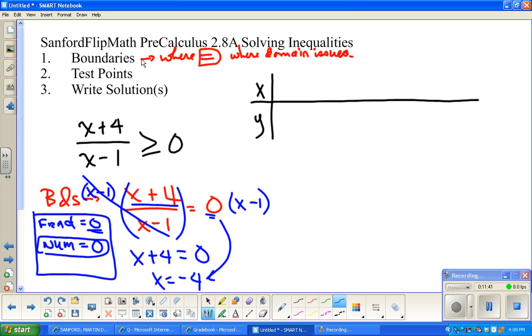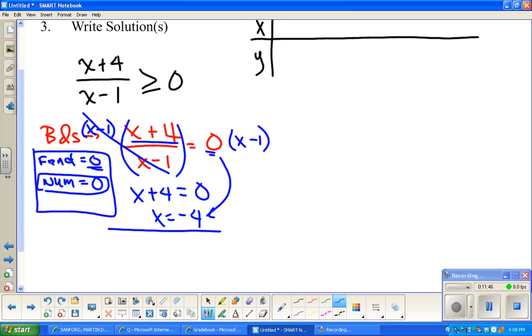Okay, the other issue that comes along with this then, as I said, is any place where the denominator equals 0, we have a problem. So we have a domain issue when x minus 1 equals 0. We can't have that, so that's when x equals 1. Okay, so these are going to be my two boundaries.